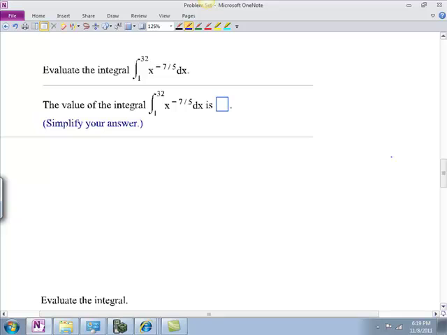Now we're gone with the zeros. We're evaluating from 1 to 32. All right. So what's the integral of x to the negative 7/5? X to the negative 2/5, because we're adding 5/5, divided by negative 2/5. So we're going to have negative 5 halves x to the negative 2/5 evaluated from 1 to 32.